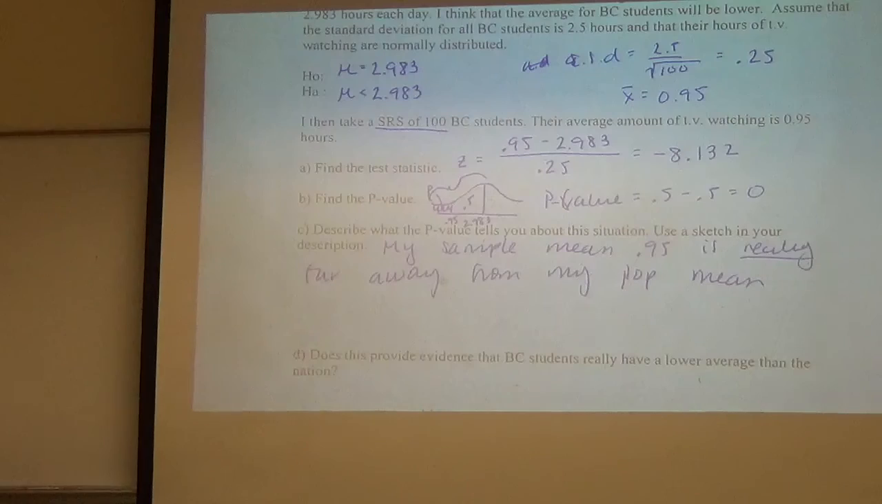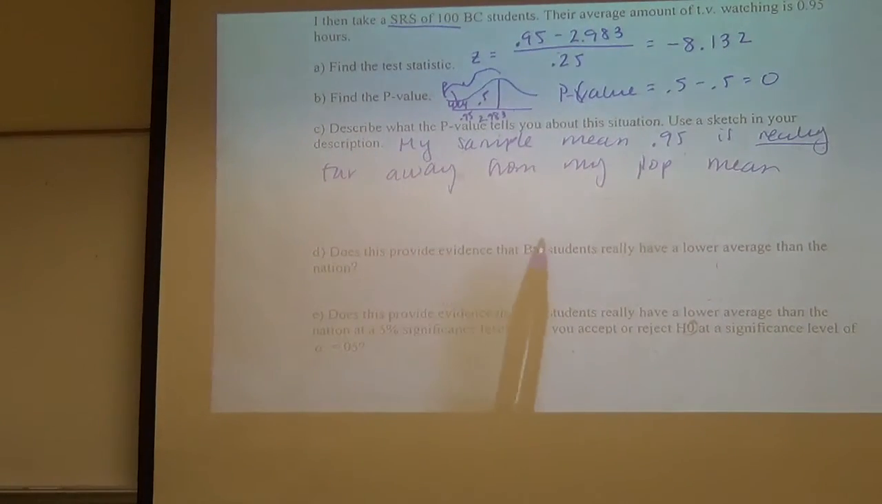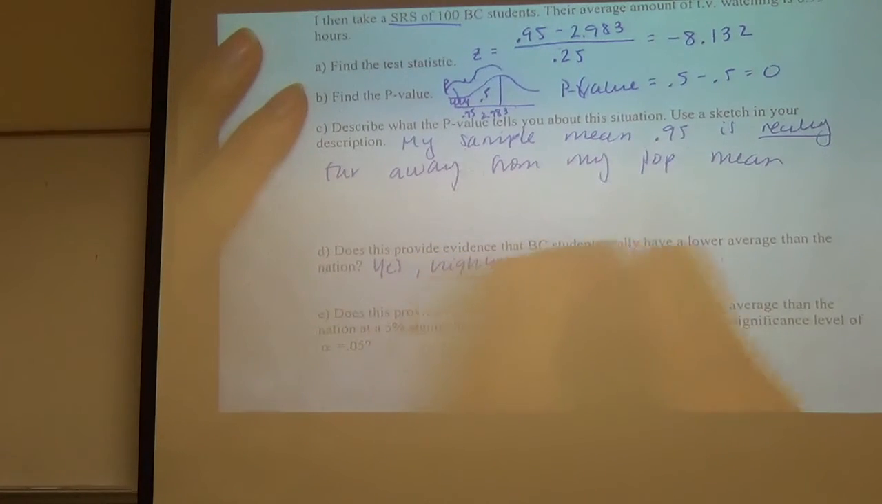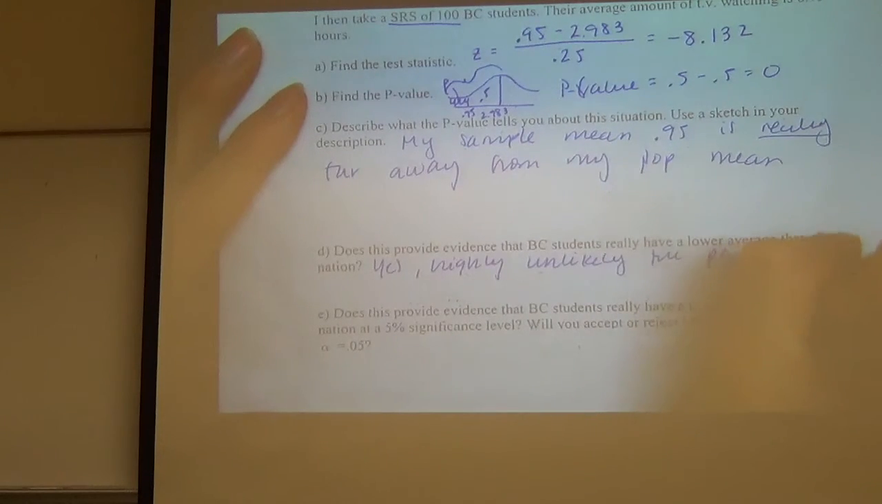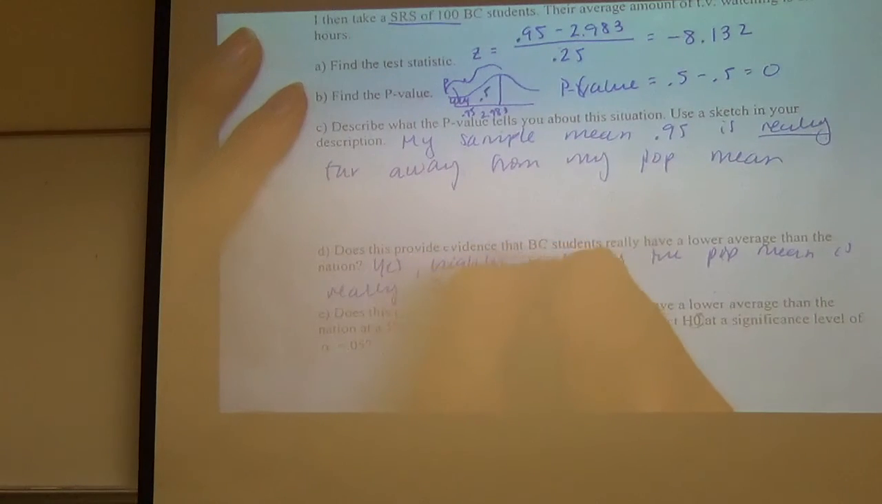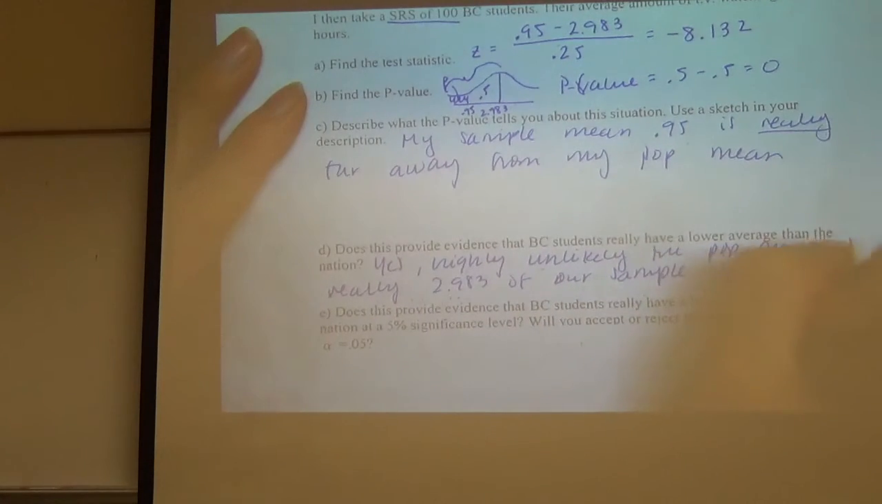And the next piece, does this provide evidence that BC students really have a lower average than the nation? Well, yes, we can see that it's very unlikely we would get an X bar at or lower than 0.95 if the mean really is 2.983. So we would say yes, it's highly unlikely that the population mean is really 2.983 if our sample is so much less. We could say something like that.